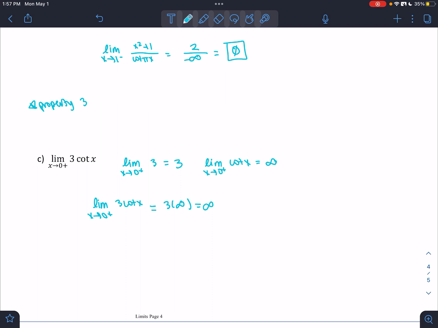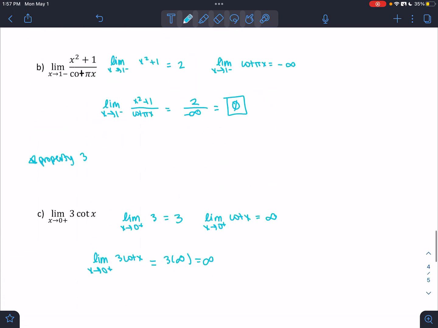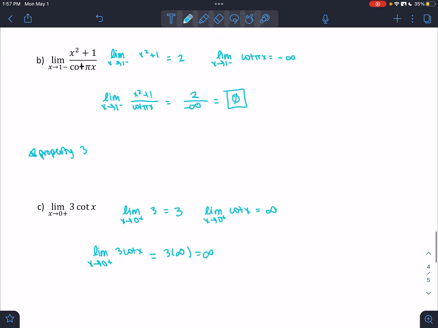I'm done. Stop recording. Cut the camera. I feel like I need to draw the cotangent graph. Yeah, draw the cotangent graph for that. That would've been a nice reference for them to have sooner.